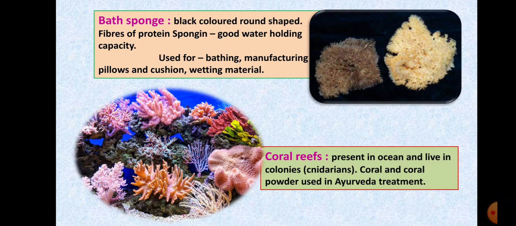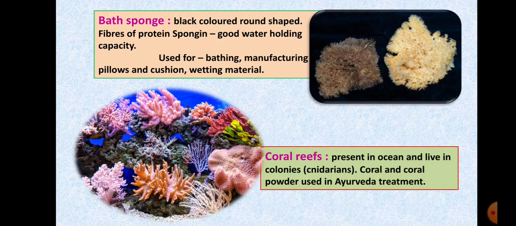Basically, because of this feature, in olden days these sponges were used for bathing because they can hold a good amount of water. Other than that, they were also used for manufacturing pillows and cushions because they were pretty soft. Also, since they are wetting material, they were used for sticking postal stamps. And when you count currency notes, you need your fingers to be wet. So these sponges were used in olden days.